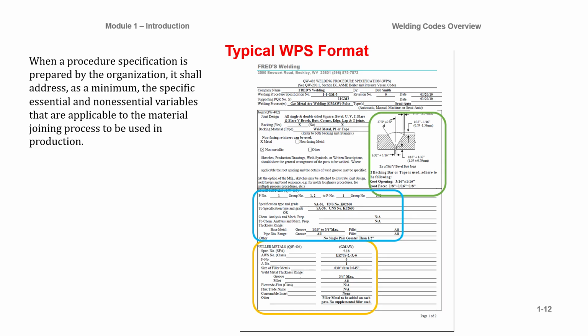And these are items that the code committee said, hey, you need to address this stuff. You need to put it on there so that your welders know what to do with this. Are we peening or not peening? What size filler metal are we using? Those kinds of things. And we need to address those on there, along with the essential variables.